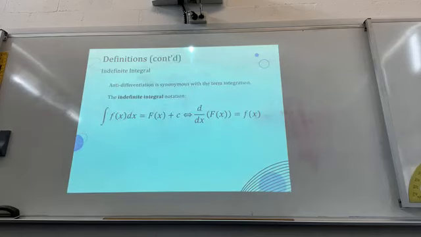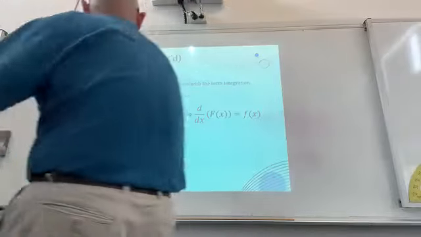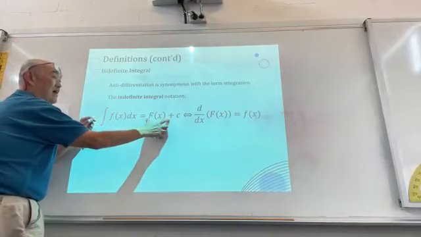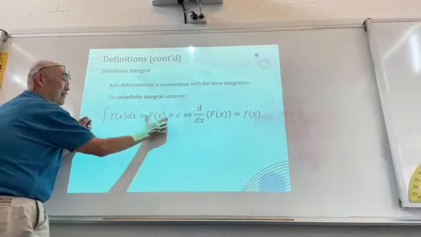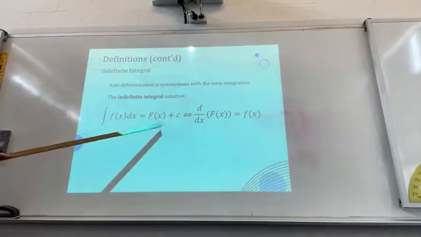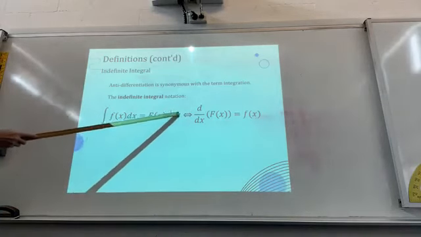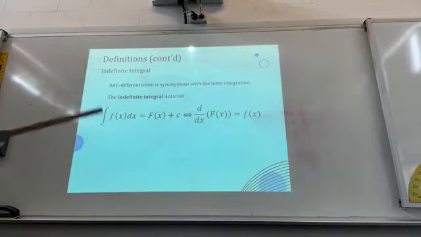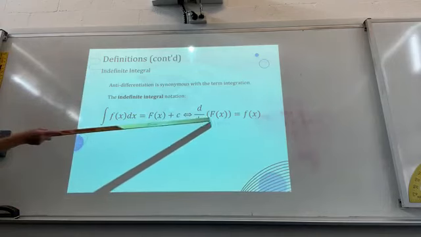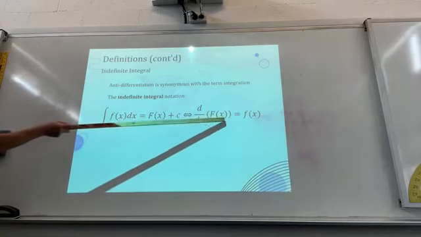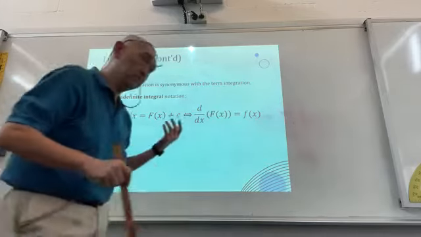Now, integration, indefinite integral. Anti-differentiation is synonymous with the term integration. So the notation of indefinite integral is integrating the small f(x) becomes a large F(x), all right? Small f(x) to large F(x) plus c. Just make sure that you know the family of curves is the indefinite integral. We are not looking at definite integral yet, all right? And then d/dx of large F(x) equals f(x).